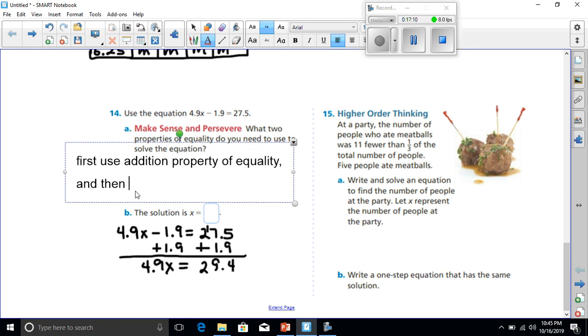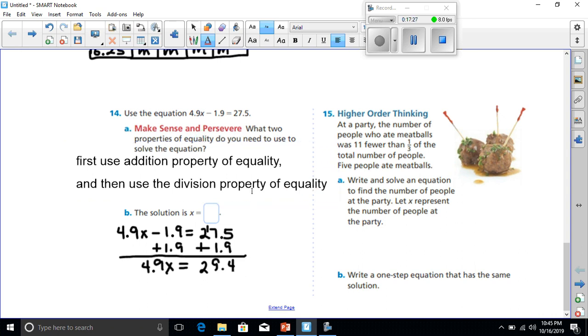First use addition property of equality, and then use the division property of equality. All right, so that settles that answer. And now to apply it. Using the division property of equality, since I'm multiplying here, I do the opposite, which is division. I'm going to divide 4.9 away from x. And whatever I divide from one side, I have to divide from the other side.